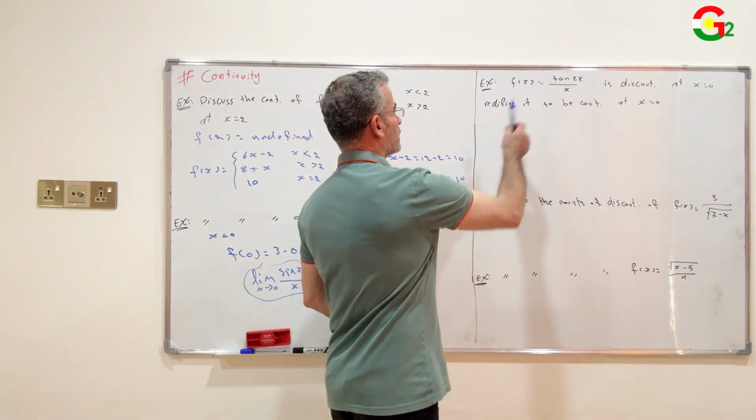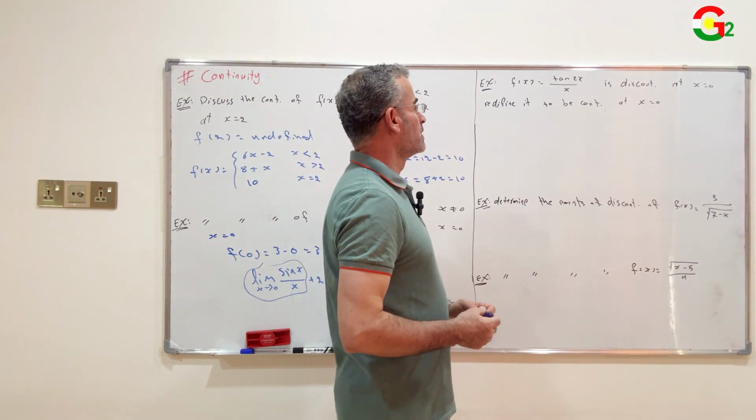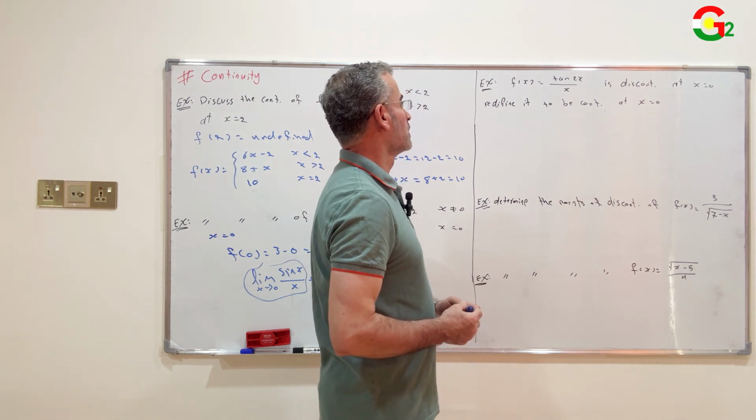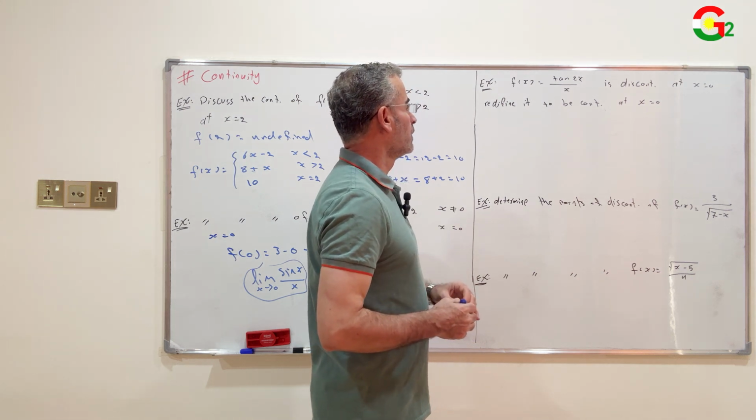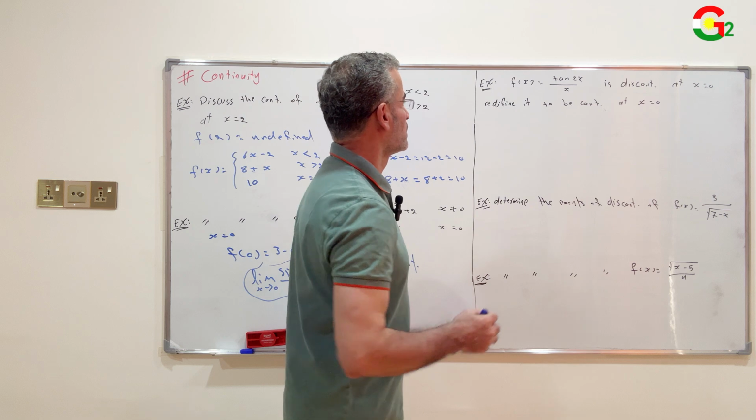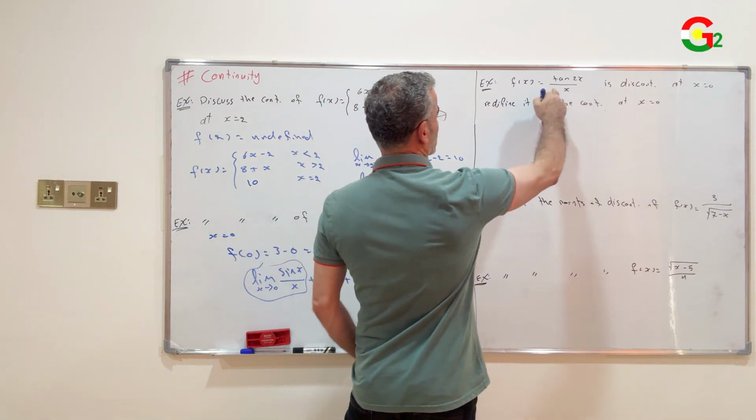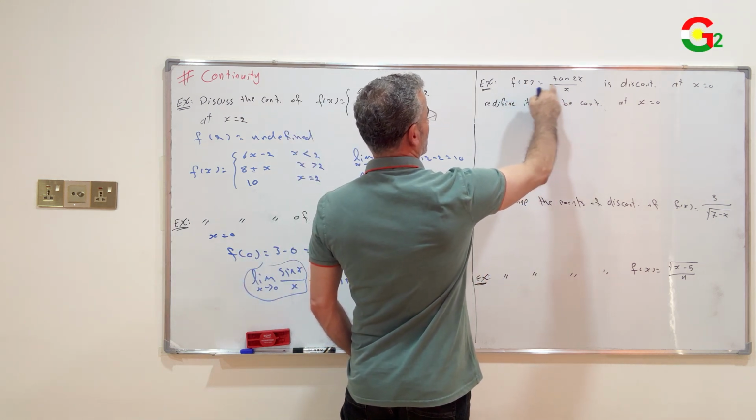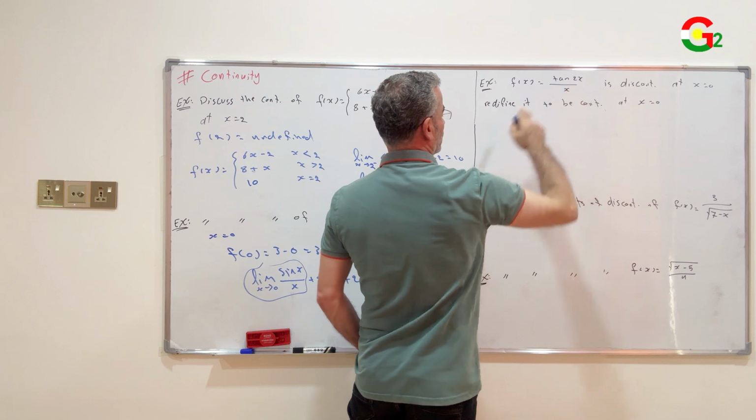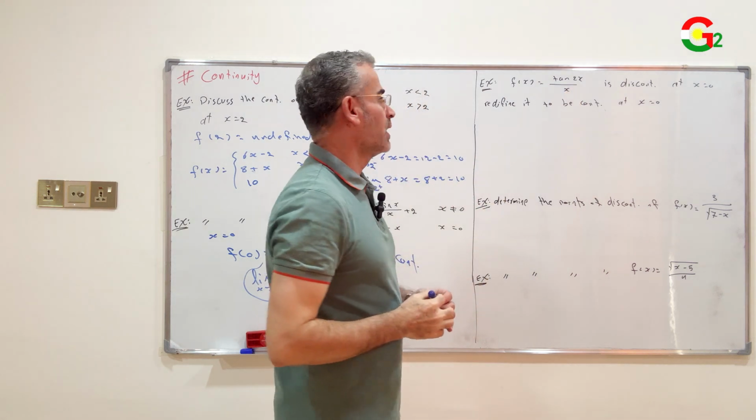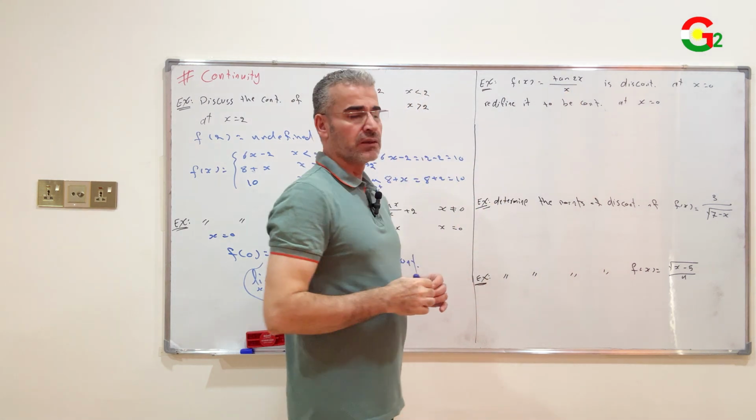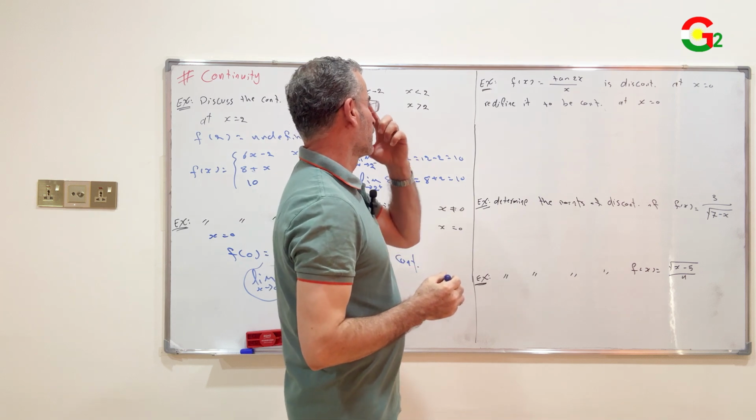Example: f of x equal tan 2x over x is discontinuous at x equals 0. Redefine it to be continuous at x equals 0. This function is discontinuous because f of 0 is not defined. Tan 0 over 0 is an undefined term. Tan 0 is 0 and 0 over 0 is undefined.